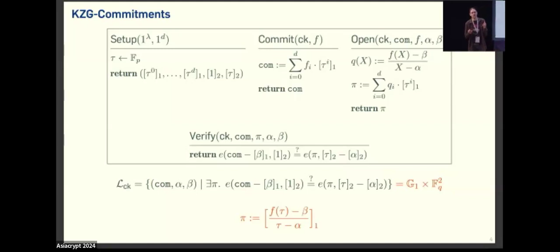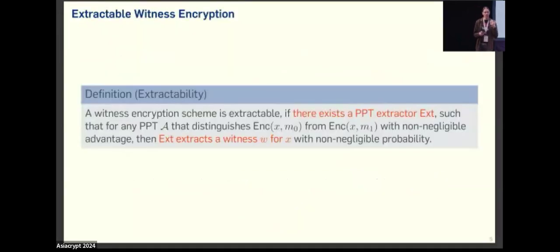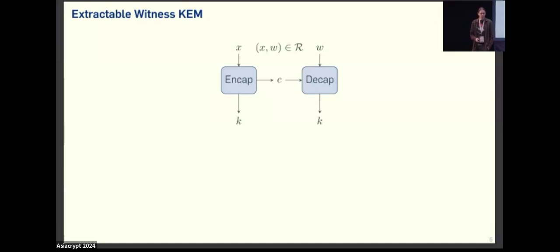Extractable witness encryption is basically to normal witness encryption what a proof of knowledge is to a normal proof. That means we define extractability in the following way. We say a witness encryption scheme is extractable if there exists an extractor such that for any adversary that can distinguish encryptions of m0 from encryptions of m1 with non-negligible advantage, the extractor can actually extract a witness for x from this adversary with non-negligible probability.